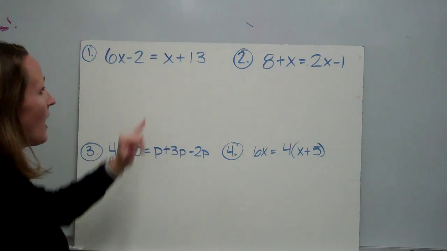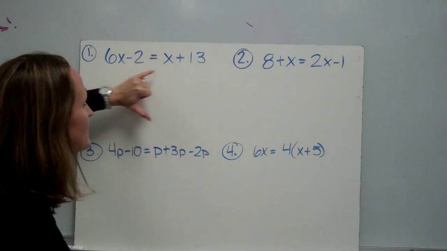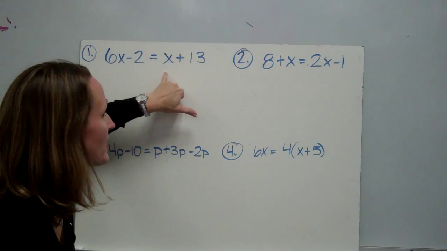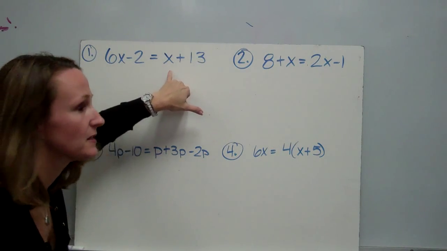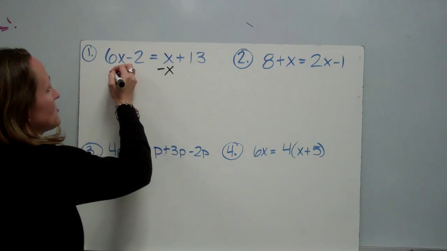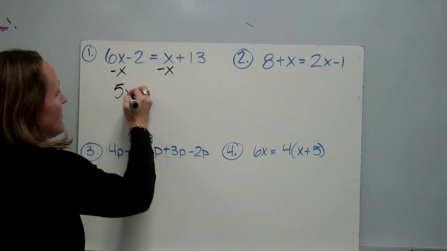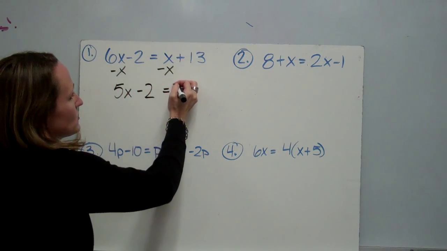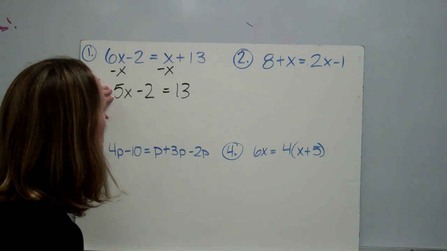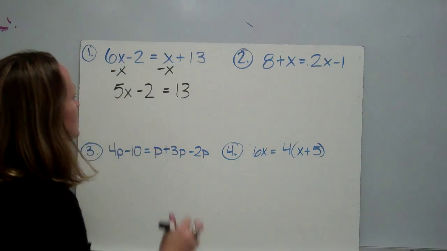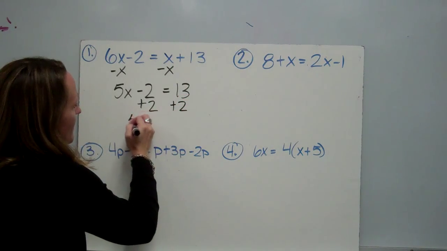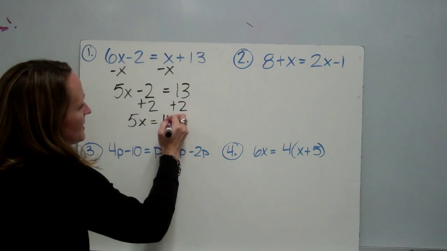In this case, I'm going to take my x to this side, because if I subtract x from 6x over here, it gives me 5x, whereas if I subtract x here, it gives me negative 5x, and then I'm dealing with negatives on this side, and I don't want to. So I'm going to subtract x from here, subtract x from here, so that's going to give me 5x minus 2 equals 13. Okay, so I took care of one part. I got my variable on one side, but I still have a number. So now I add 2 to both sides, and I have 5x equals 15.